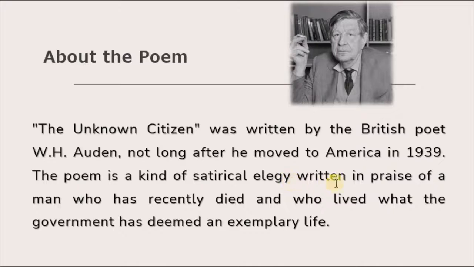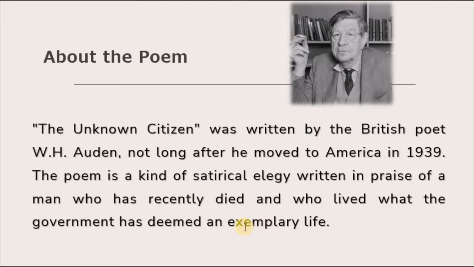Okay, so it is written in praise of a man who has recently died, just an ordinary man, an ordinary citizen. You see, just what the title says here, and actually he's any citizen, any man, because he's unknown. He lived what the government has deemed an exemplary life. So this elegy is talking about someone who is unknown to us as readers, and he's intentionally referred to as someone unknown. This means that he could be any modern man living in the modern society, in the modern world.